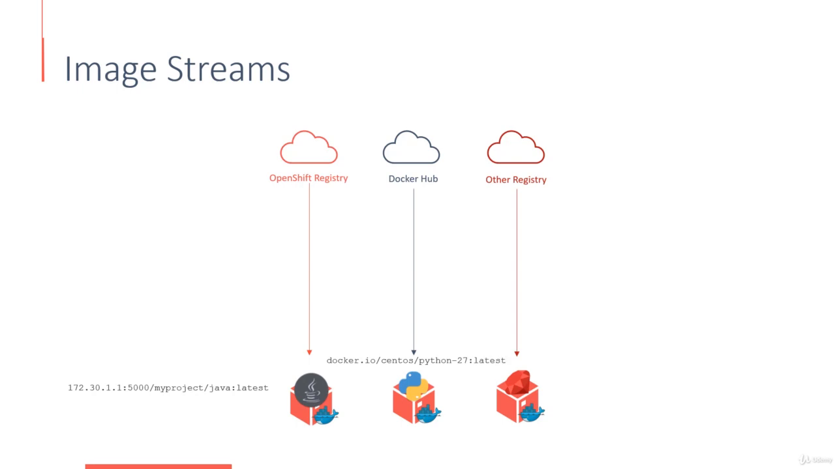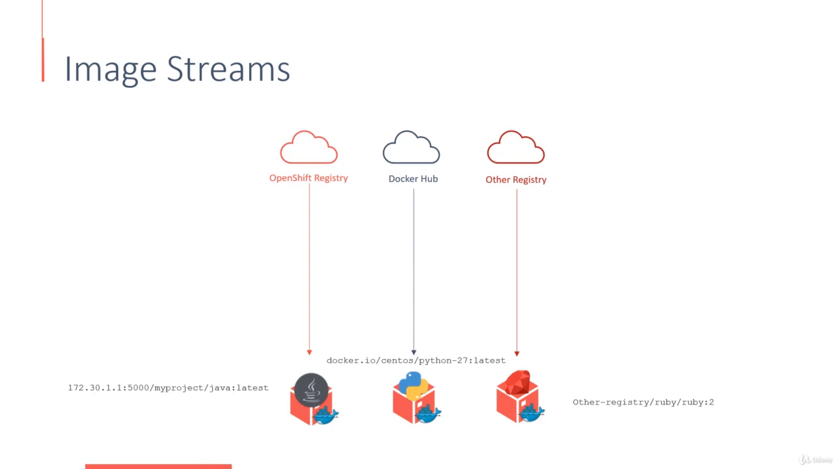The internal registry is located at 172.30.1.1. The public Docker Hub repository is at docker.io, etc. Moreover, relying on images like this has its own risk. For instance, if the Python 2.7 image on Docker Hub gets updated without our knowledge, which it often will, those updates can impact our application in unexpected ways.